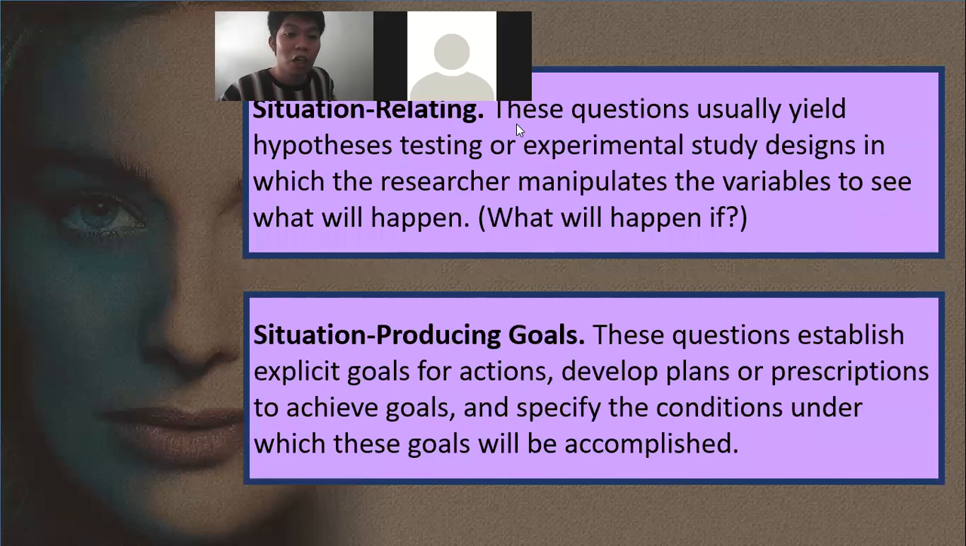We also have situation relating. These questions usually yield hypothesis testing or experimental study designs in which the researcher manipulates the variables to see what will happen. An example of situation relating is when you want to determine if there are significant effects. Like in the study on microfinance, although this is a descriptive study, this is situation relating: the effects of microfinance.